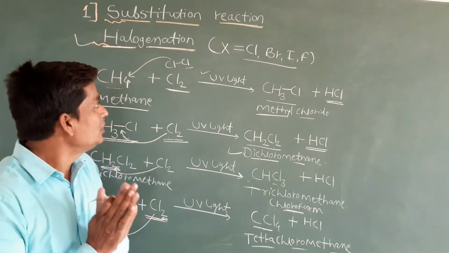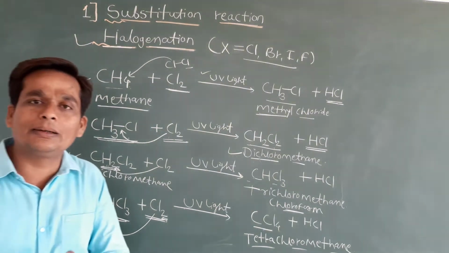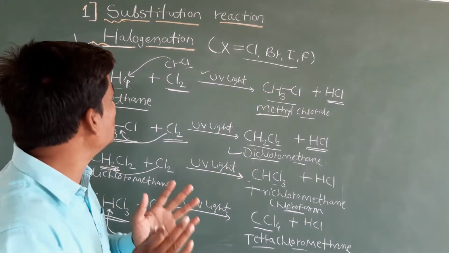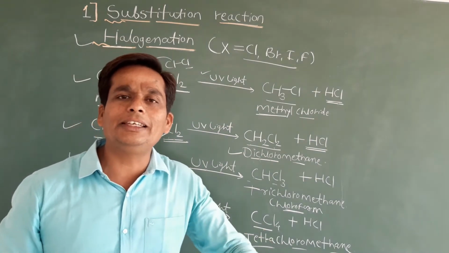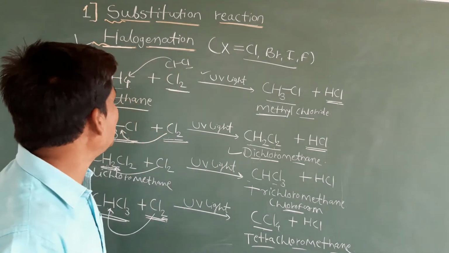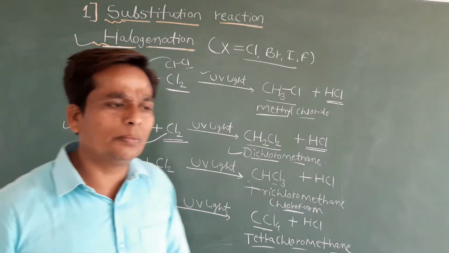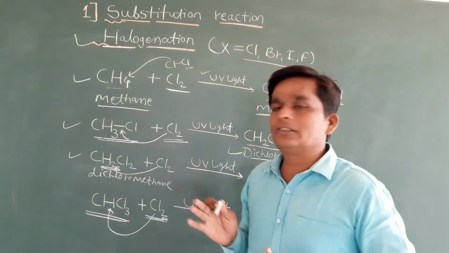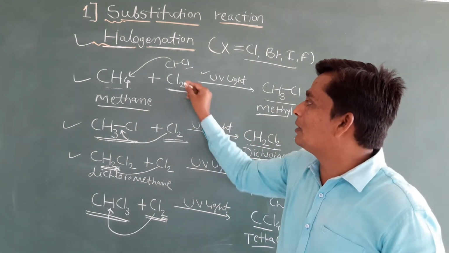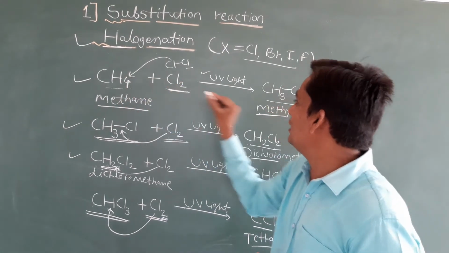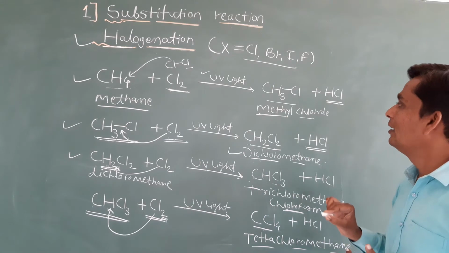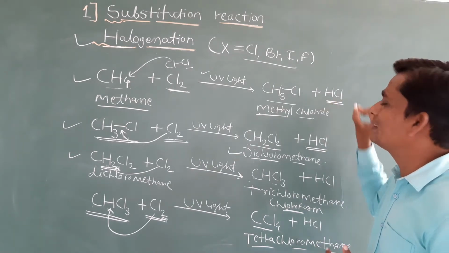Now, clear students? This is the halogenation reaction. Once again, I explain: halogenation means one or more hydrogen atoms are replaced by a halogen group. Here I have taken the example of methane, CH4. From this methane, one hydrogen is replaced by one Cl. So very simply, CH4 plus one Cl attached gives CH3Cl, which is methyl chloride, and HCl is removed.